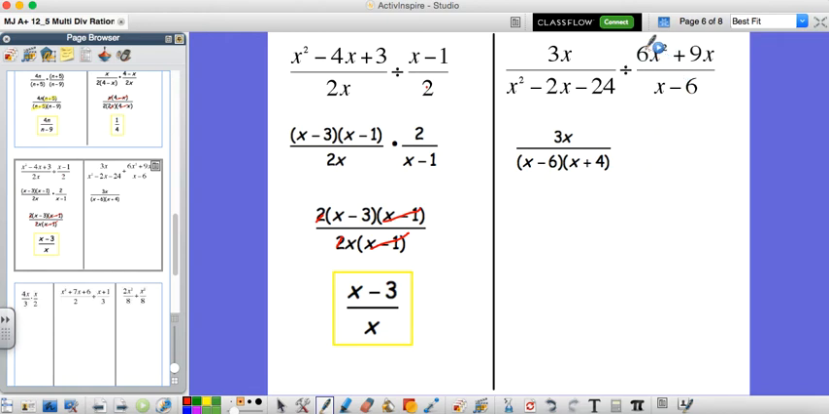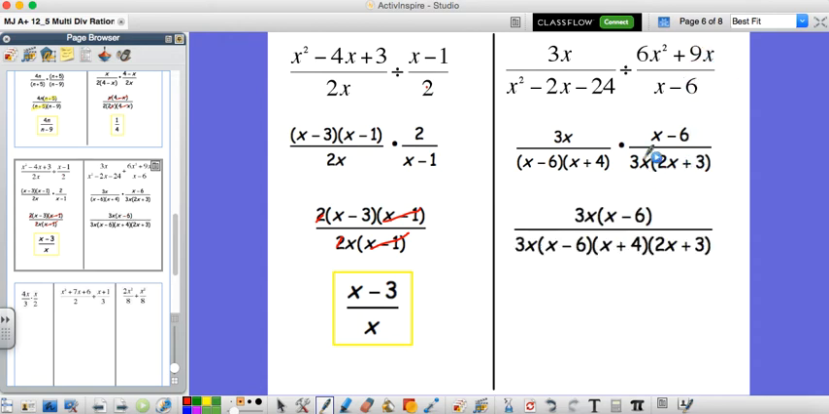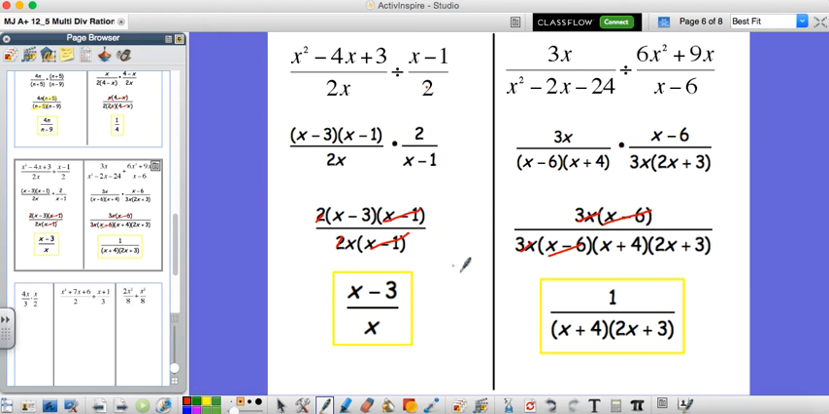How do we factor the numerator here, or the denominator down here? We can factor out a 3 and an x. We're left with 2x plus 3. And then the x minus 6 is going to stay the same. Group everything together. We hopefully see x minus 6, 3x, and 3x. So we're left with just 1 over x plus 4 times 2x plus 3.